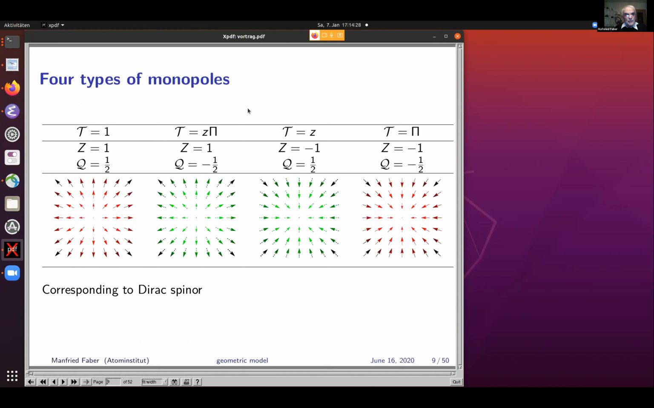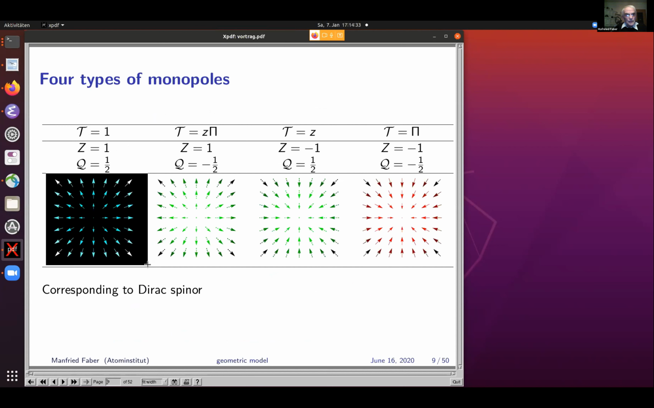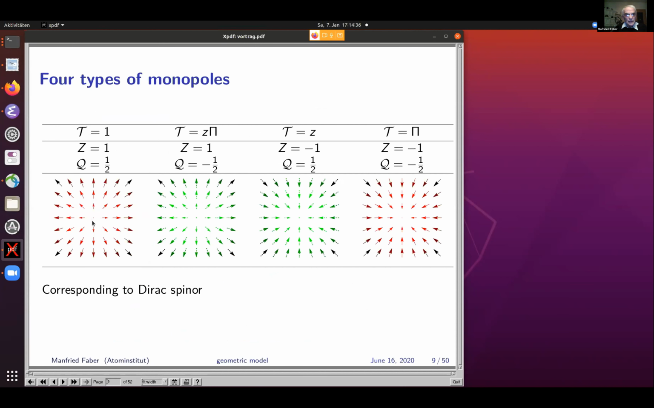So I have 4 types of monopoles. I started with this one, vectors outside and northern hemisphere of S3. I can make 2 transformations. One is the charge conjugation transformation, C, and the other one is the parity transformation. If I do a parity transformation, I end up here. And I have 2 quantum numbers. I told you, one corresponding to the charge, and the other one corresponding to the topological charge, which is nothing else than the spin quantum number. And this is the spin projection.